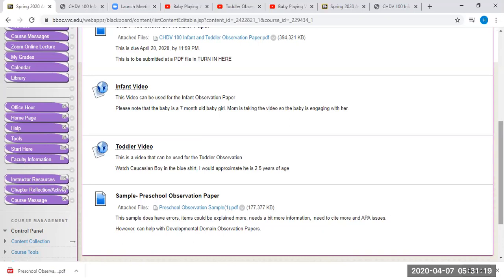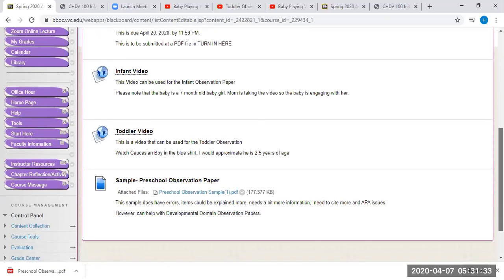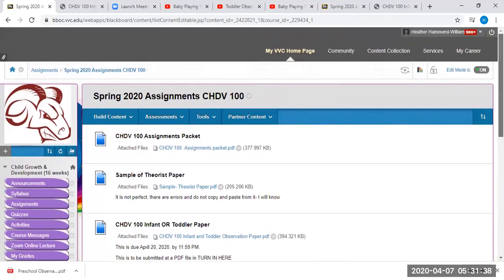Just please note that there are errors. It's not perfect. Some items really need to be explained more. They need more information. There were some APA issues. They needed to cite more, but it really could help you if you're really struggling with what Miss Heather wants. So hopefully that will be helpful, and I hope everyone enjoyed this.